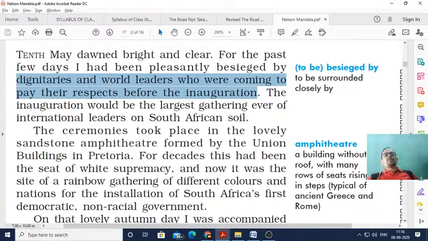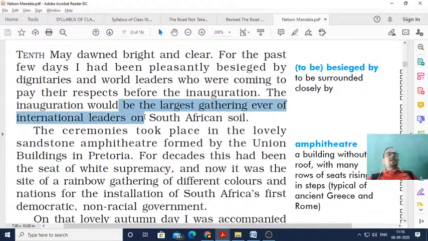The inauguration would be the largest gathering ever of international leaders on South African soil, because it is the birth of democracy on the soil of South Africa. Therefore, it was the largest gathering of international leaders for the first time on South African soil. Therefore, there was a huge gathering of international dignitaries and leaders.